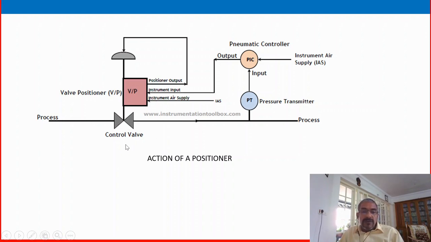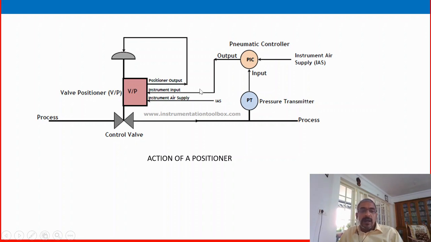So the control valve is there. The pressure transmitter is there. The pressure sensing and transmitter is sending the signal to the controller. This is a pneumatic controller, or you can put an electronic controller. That's why, for the pneumatic controller, instrument supply is there. The controller is comparing with the set point, and the output is produced.